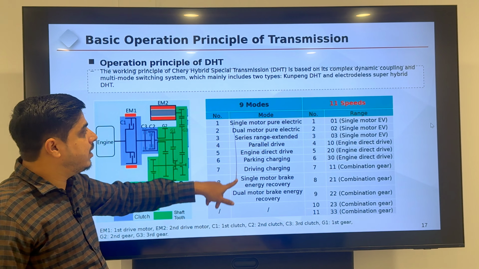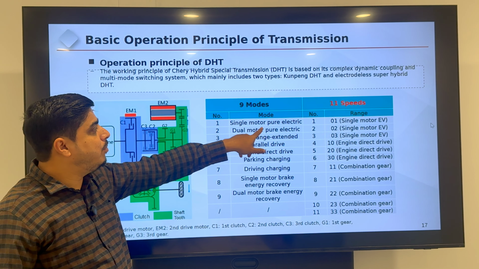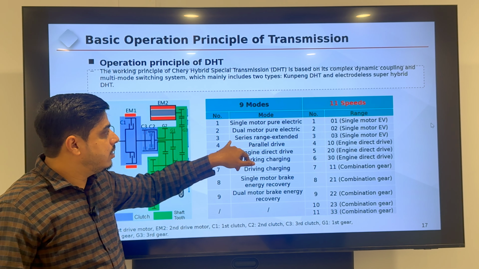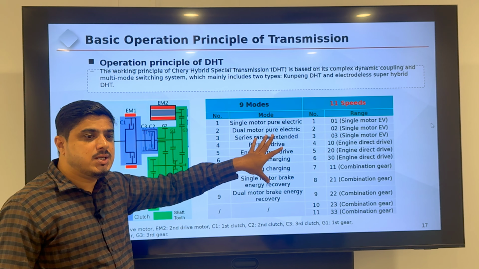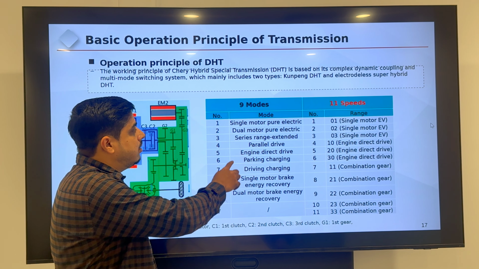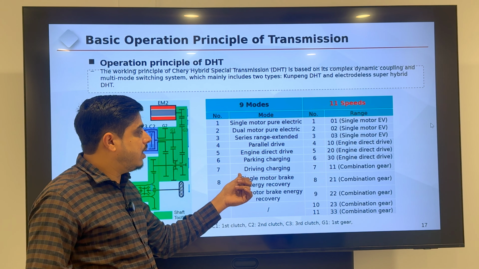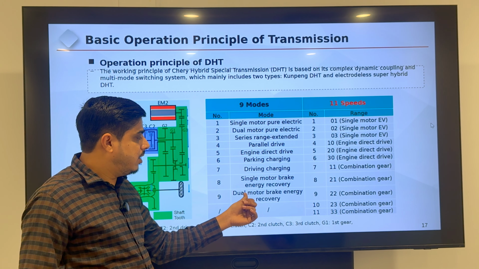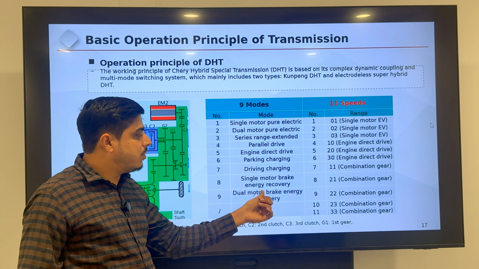You can see the specification here. Number 1, single motor pure electric. Second, dual motor pure electric. Third, series range extended and parallel drive, engine direct drive. There are the modes inside. How many modes? 9 modes inside. What are the modes they are listing? And parking charging, driving charging, single motor brake energy recovery, dual motor brake energy recovery.